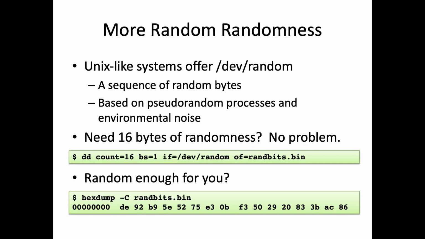On a Unix machine, on a Linux machine, there's a device called /dev/random. That's what I've got right here. And if you read from it like it was a file, you will get byte after byte of random bytes, where those random bytes are fed by environmental noise. What does that mean?